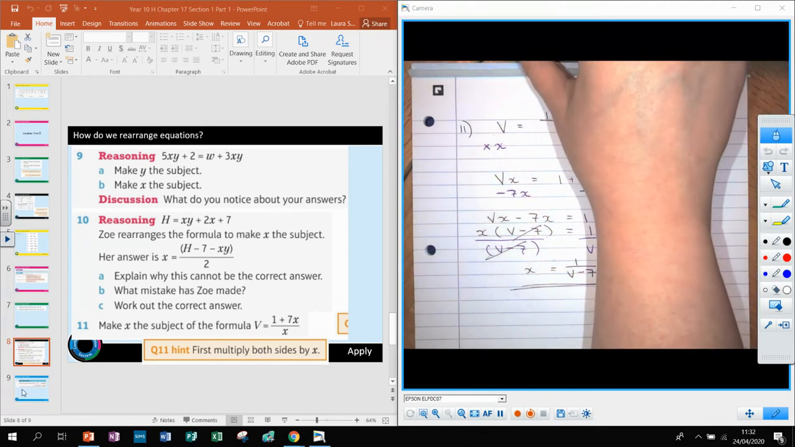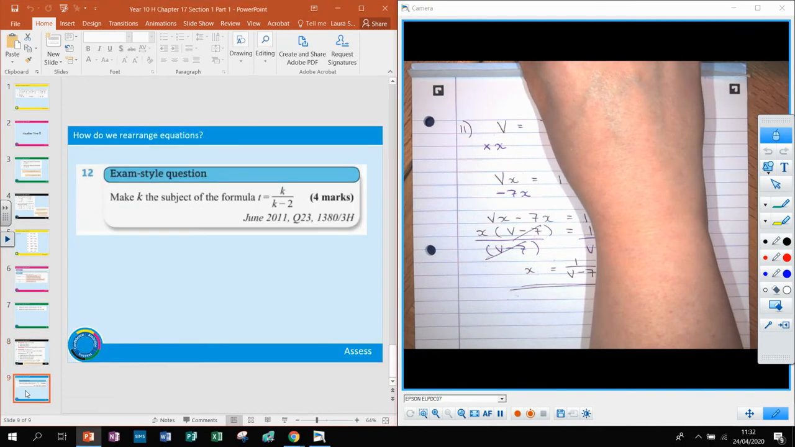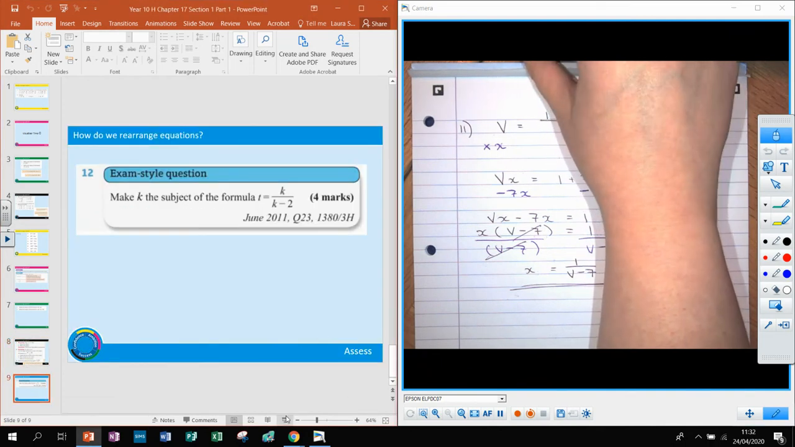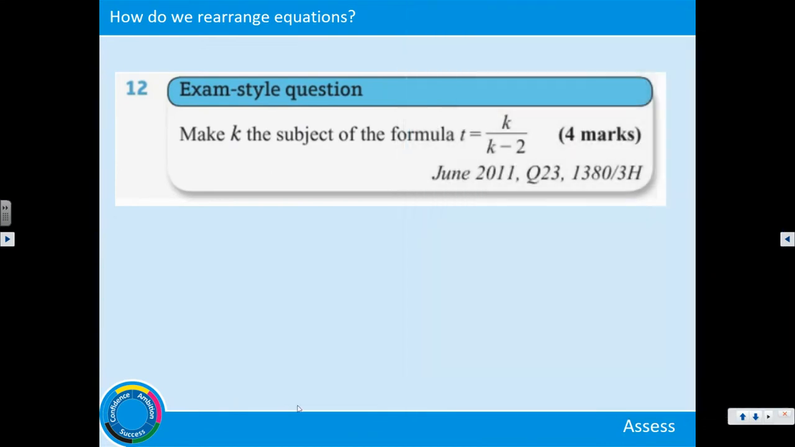You have one more task for me today, and that is to complete an exam question. Just make that full screen so you can see it really clearly. Please pause the screen and then have a go. You can see it's 4 marks, so worth quite a bit, so let's try our best. I'll give you a small hint: I'd multiply out the denominator, then go from there. All right, pause the screen.